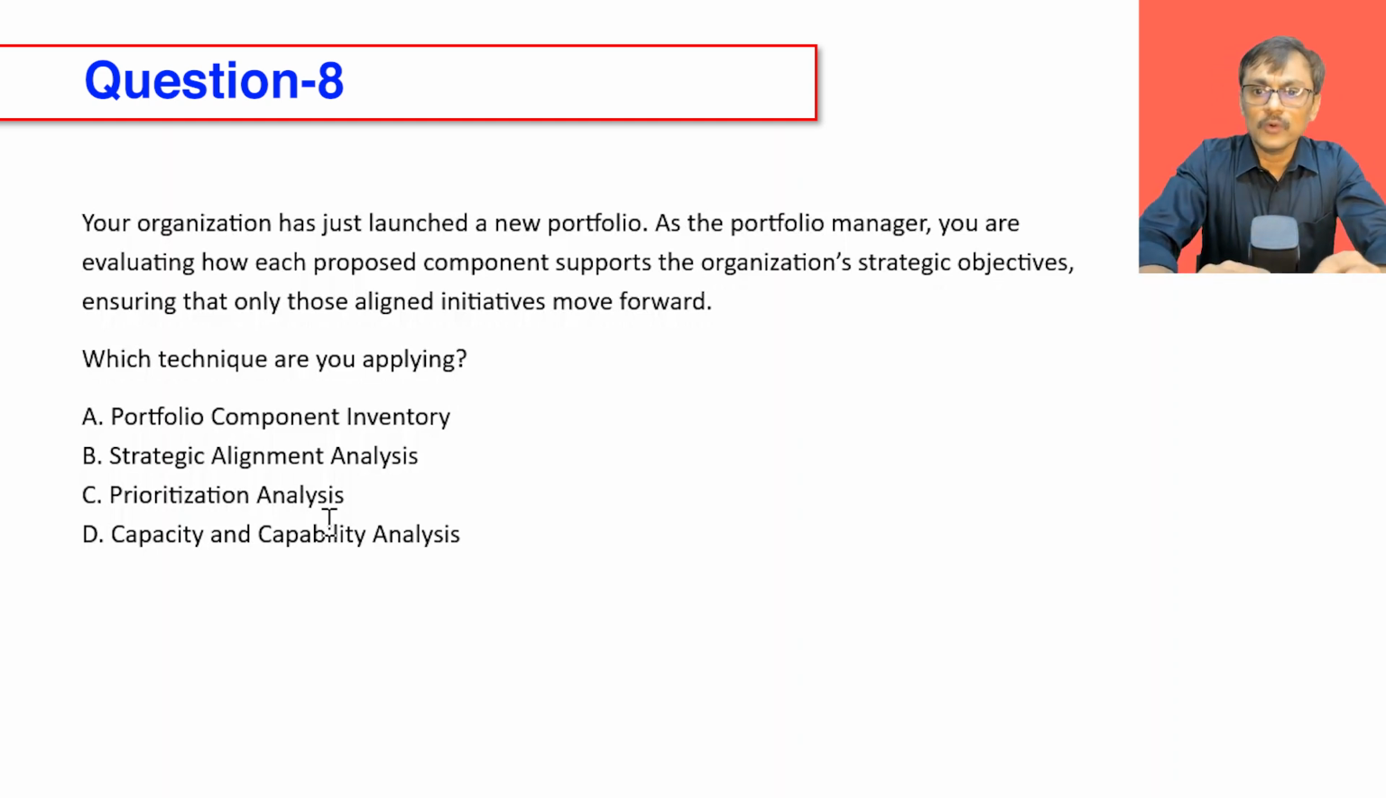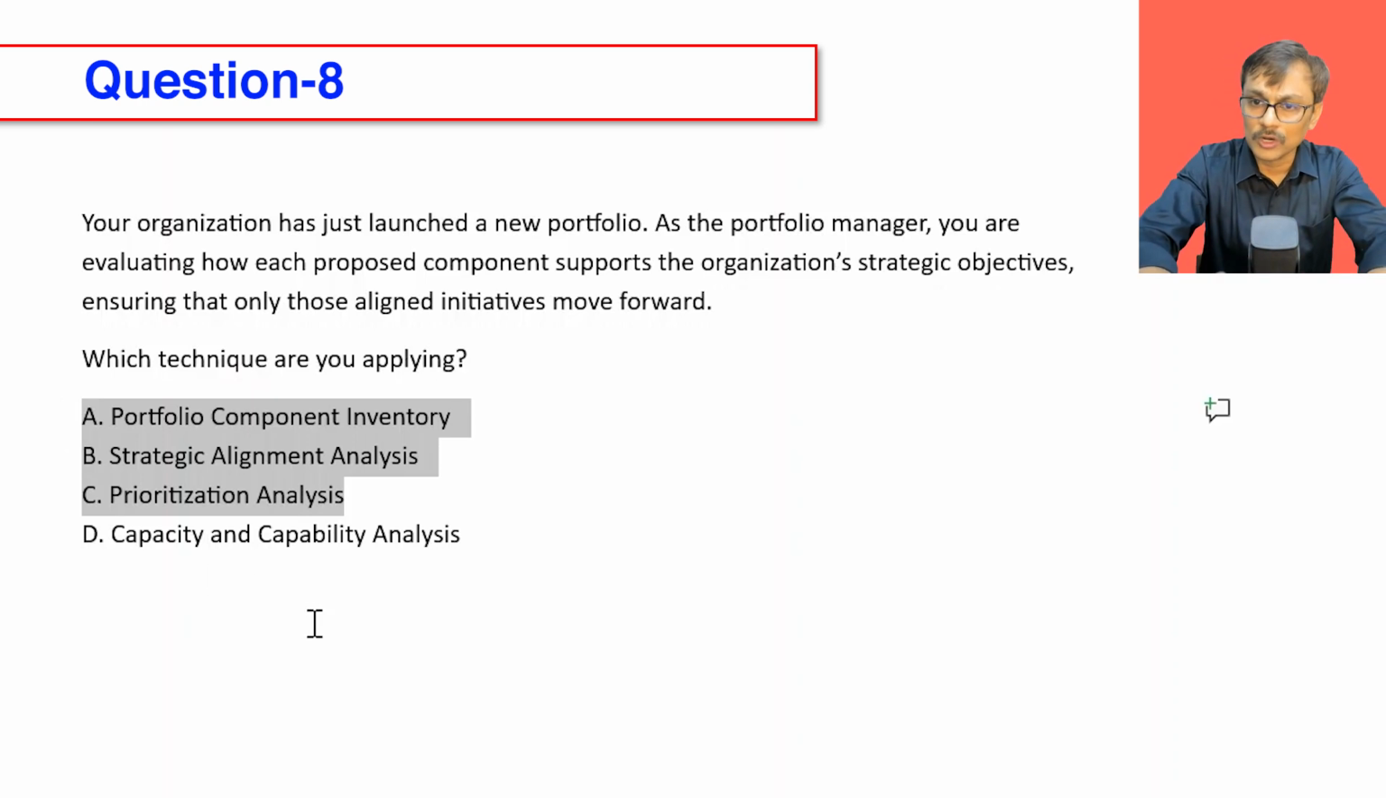Now here they are asking, you also want to ensure only those portfolio components should be picked up which are aligned to the strategic initiatives. So I need to pick the tools and techniques from the develop portfolio strategic plan process. Now the catch is, all these 3 tools and techniques are valid. You do talk about portfolio component inventory there, strategic alignment analysis there, and prioritization analysis, which is a prioritization model there.